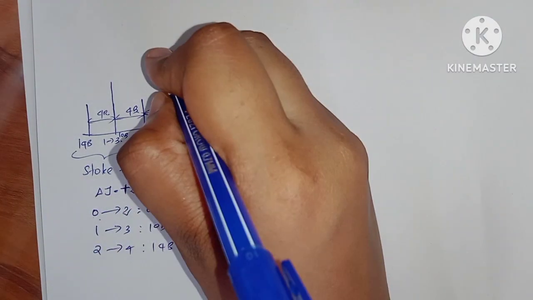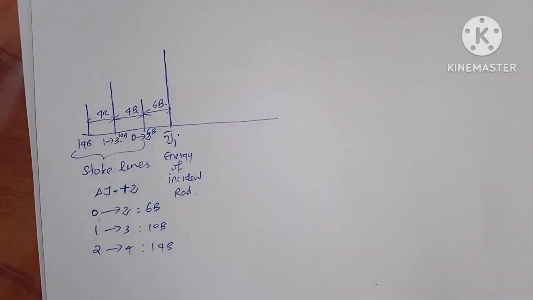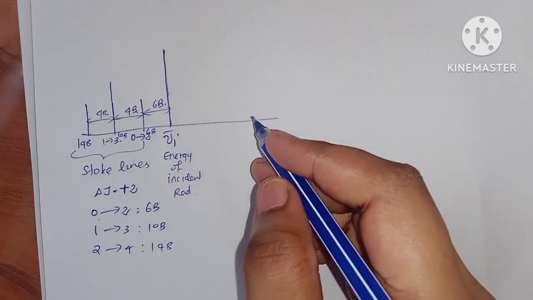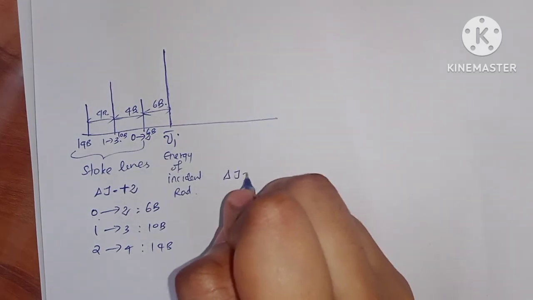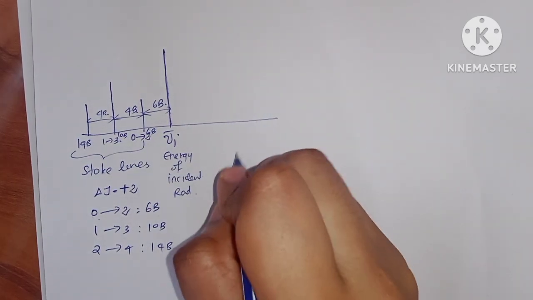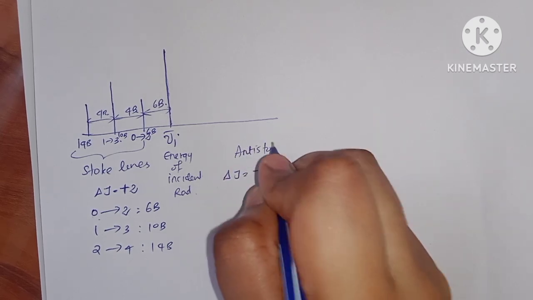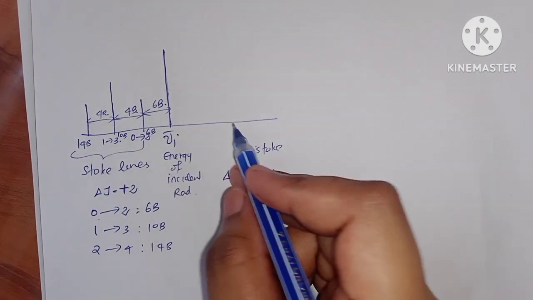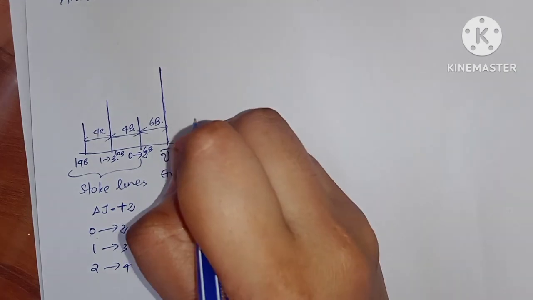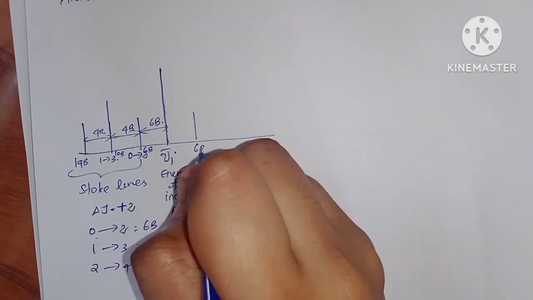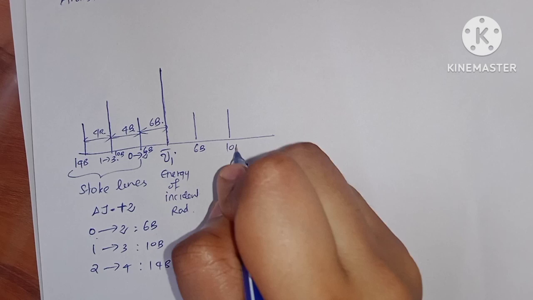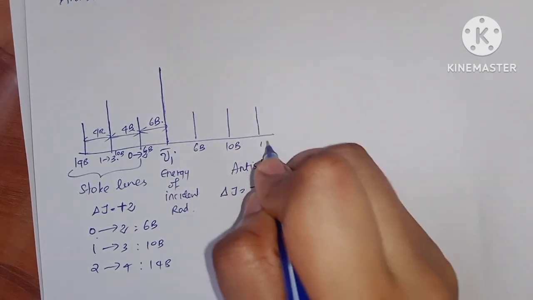Then this line is more lengthened because it has the most possible transitions. The number of transitions is high in that manner, so the intensity is also high. Just the opposite we will see for delta J equal to minus 2, that is, the anti-Stokes lines come on the right side of the mu bar I. Here also we will get the first line at 6B, the second line at 10B, the third line at 14B.